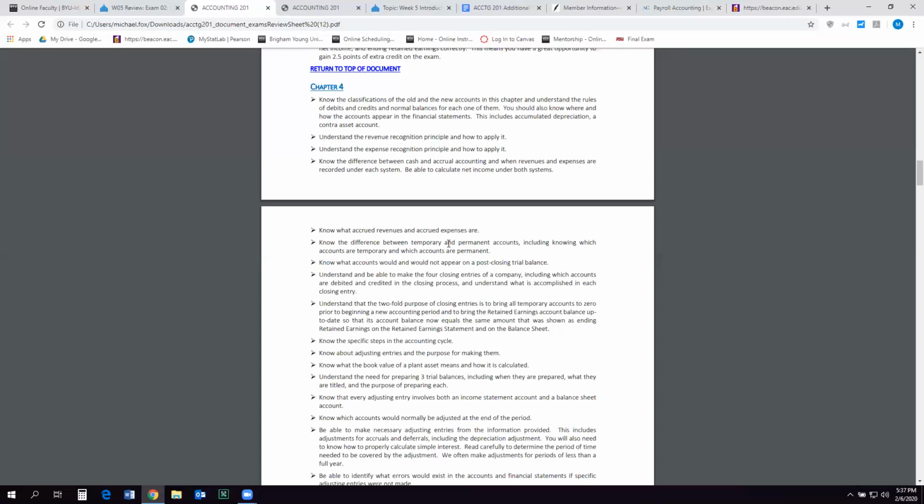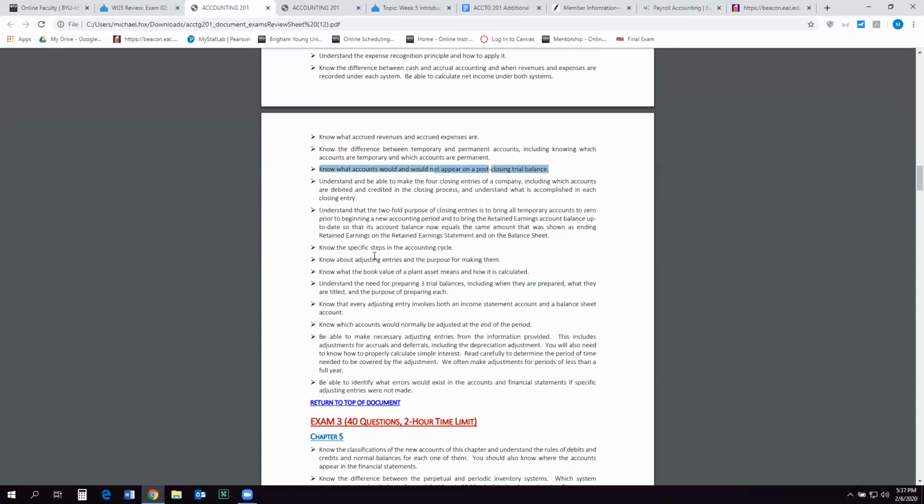So anyway, that's the difference between temporary and permanent accounts. The accounts that will not appear on a post-closing trial balance are the temporary accounts. Why? Because when we close everything, we return those accounts back to zero. And therefore, they won't have a balance and they won't appear on the post-closing trial balance. Understand and be able to make the 4 closing entries of a company, including which accounts are debited and credited in the closing process, and understand what is accomplished in each closing entry.